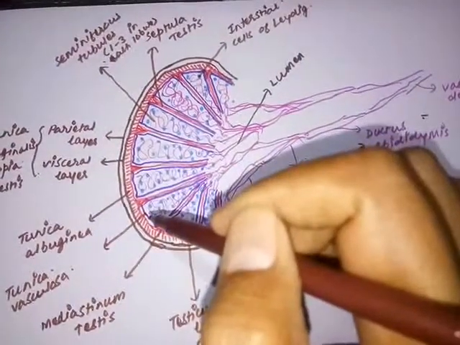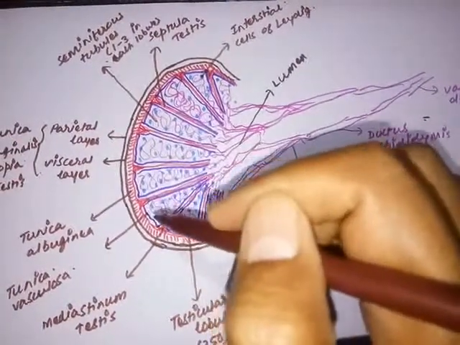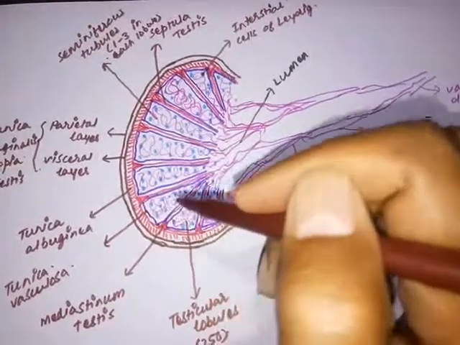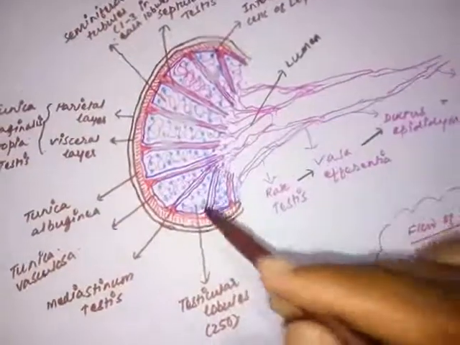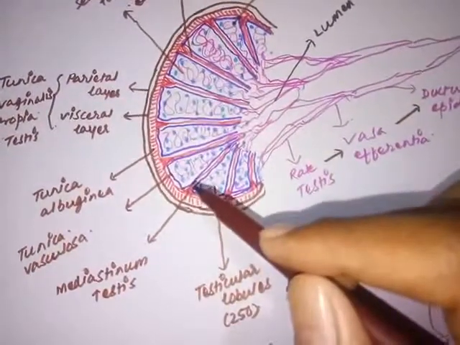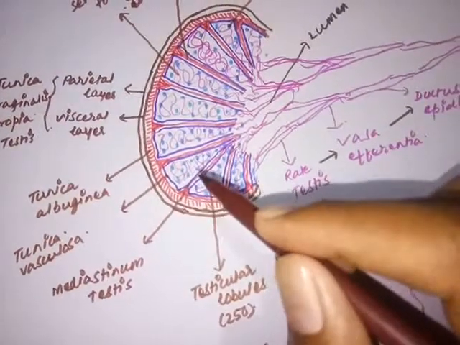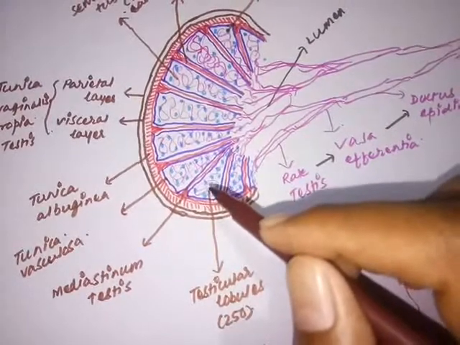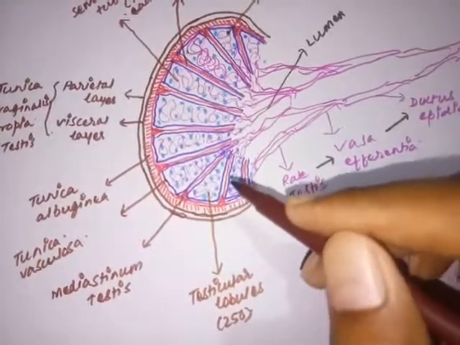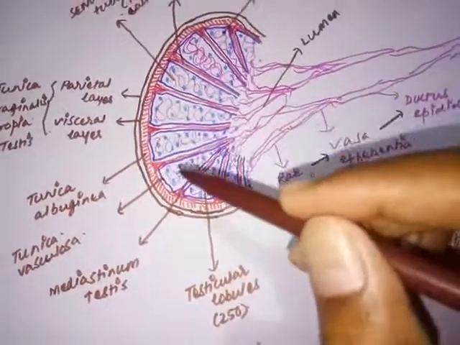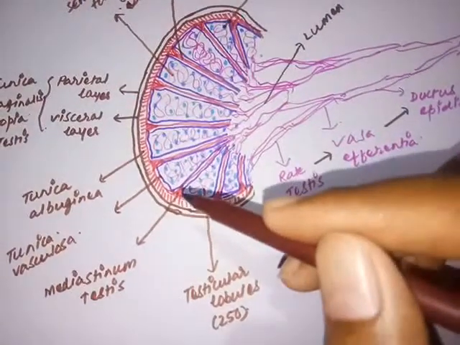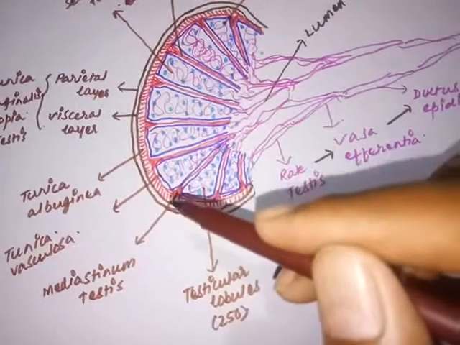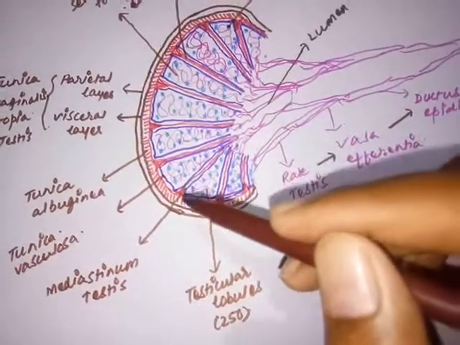The innermost layer is the vascular layer which lines the inner part of the tunica albuginea, and it is going to line the complete testicular lobule. So that is called the tunica vasculosa. Tunica means the layer covering, and vasculosa means vascular, made completely of the blood supply, a rich network of blood capillaries.